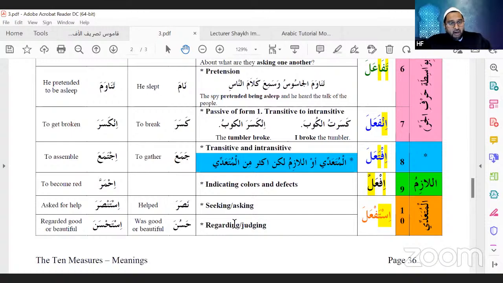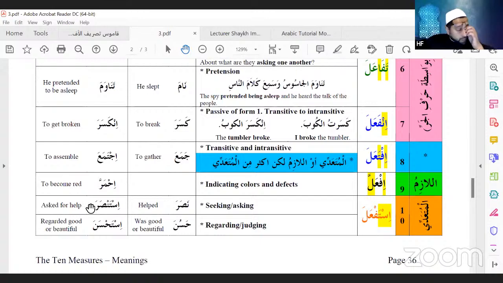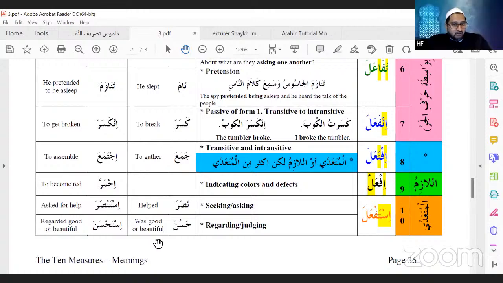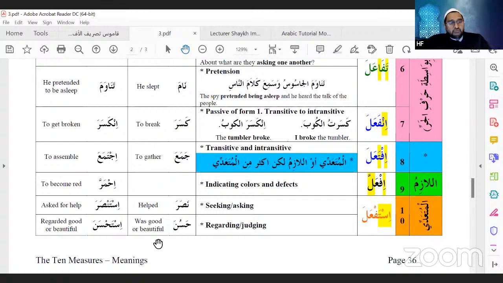And nasara, Sister Huma, it means help. Istansara is to ask for help. Correct. And hasuna means was good or beautiful, and istahsana means regarded as good or beautiful. Regarded as good or beautiful, exactly.